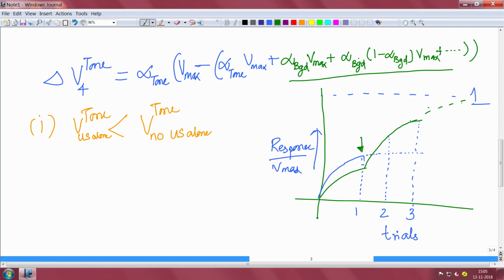Say, for example, right at this point, if you had to give the tone and the background, right at this point, the V tone, in the blue we have been writing, would be 0, because the maximal learning, the Vmax, has already been associated with the background. Thus, you can see that at the cost of not learning the CS and US association, the animal learns to associate the US with the background.